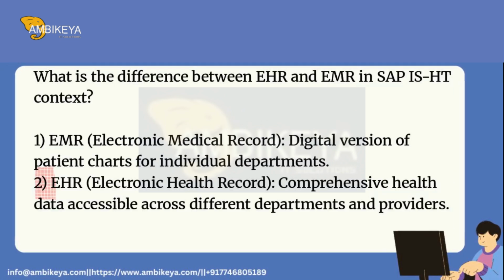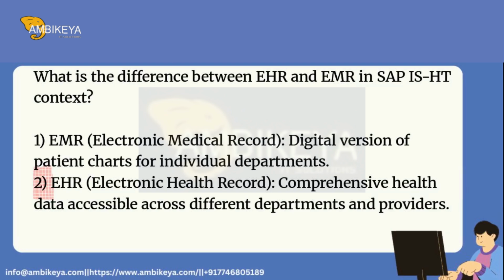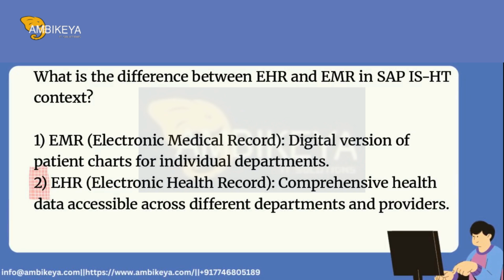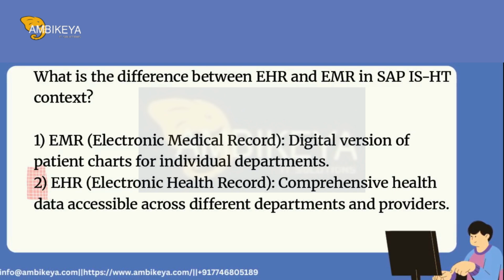What is the difference between EHR and EMR in the SAP IS-HT context? 1. EMR, Electronic Medical Record, is a digital version of patient charts for individual departments. 2. EHR, Electronic Health Record, is comprehensive health data accessible across different departments and providers.